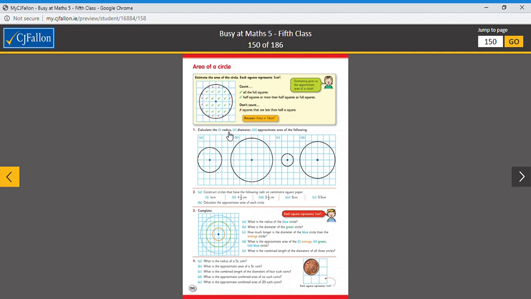So on this one, you're calculating the radius, which is from the center out to the edge, the diameter, which is all the way across, and then the approximate area. So that's about it really with circles. Do have a look at the Islamic art. You'll have great fun with it if you decide to do it.